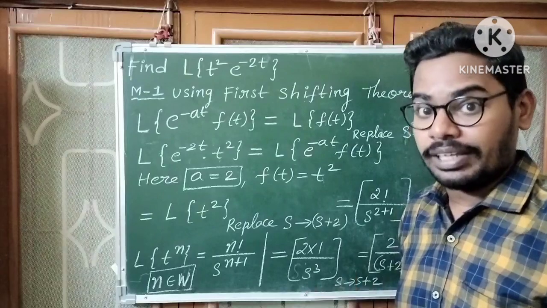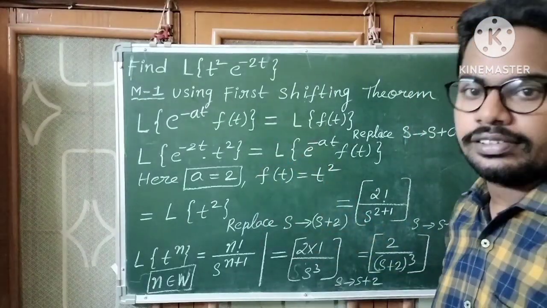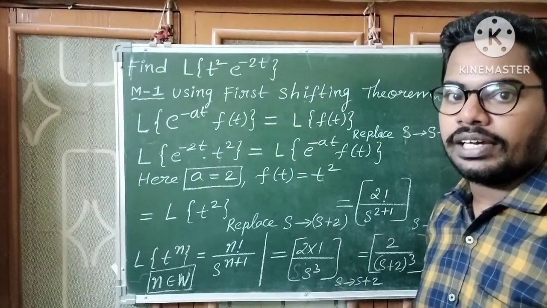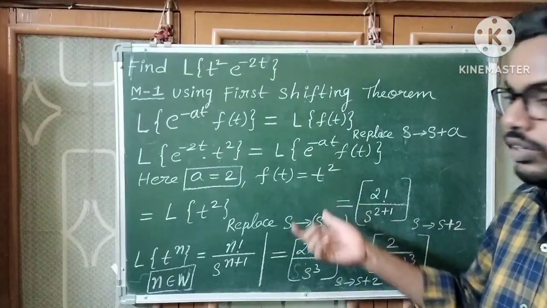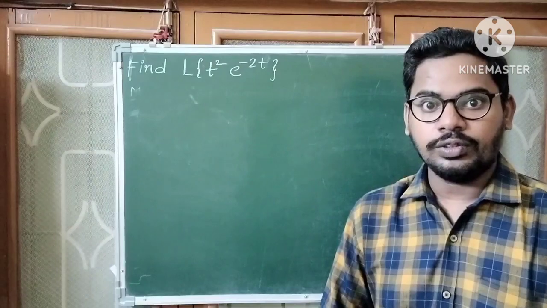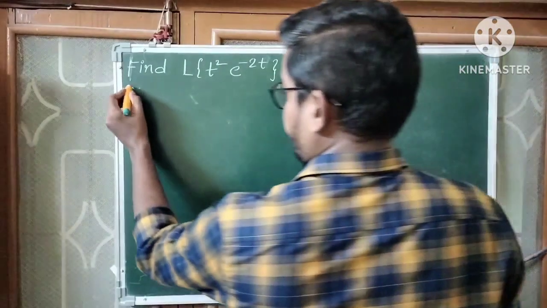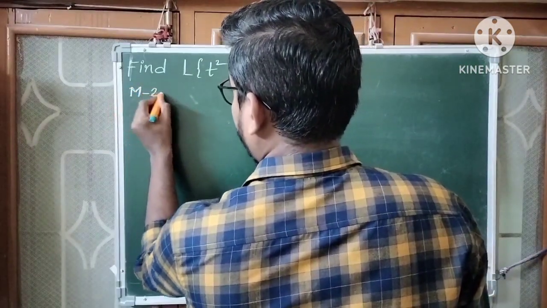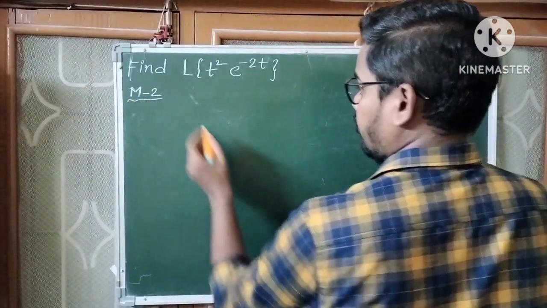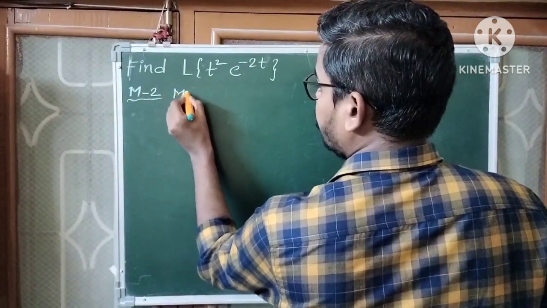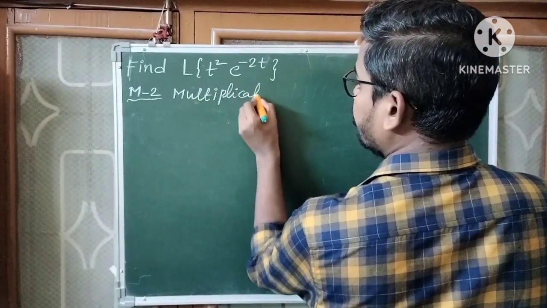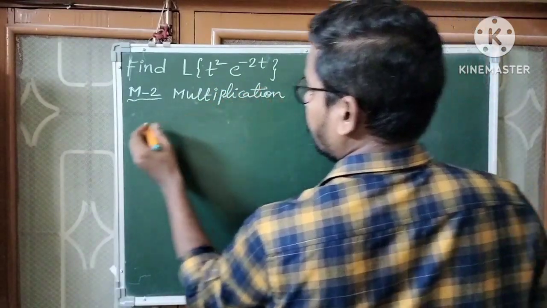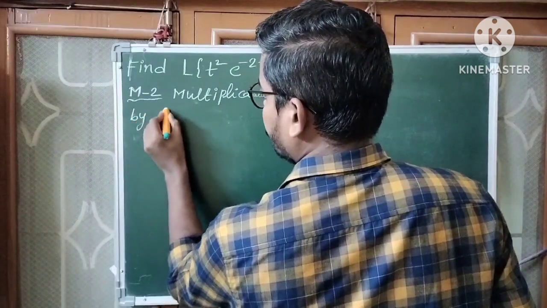Next, let us discuss method 2. So method 2 is using the multiplication by t concept.